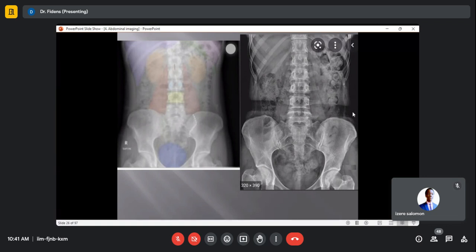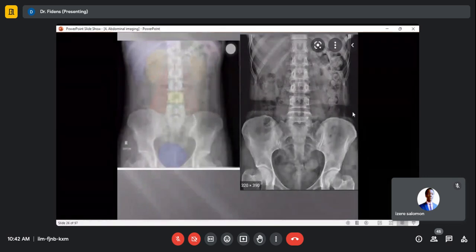And calcifications, please look for them. They can be in the gallbladder, in the kidneys, in the pathway of the ureters or bladder. They can be in the pancreas. If you are able to see calcification of the pancreas, think of chronic pancreatitis. So make sure you check. Don't just let them go. Check them.